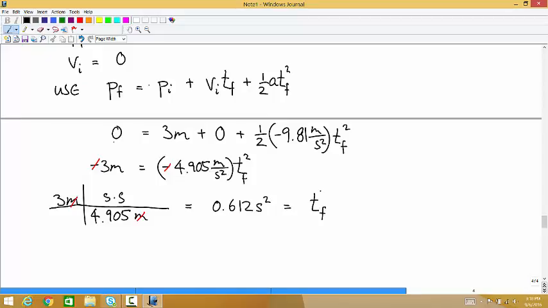And that's equal to T final squared. So now take the square root of that. And T final is equal to plus or minus. What's the square root of 0.612? 0.782 seconds. That's two answers. We want one answer. So do we want the positive or negative 0.782? We want positive because we don't deal with negative times. So the answer is positive 0.782 seconds. Any questions about that? Okay.